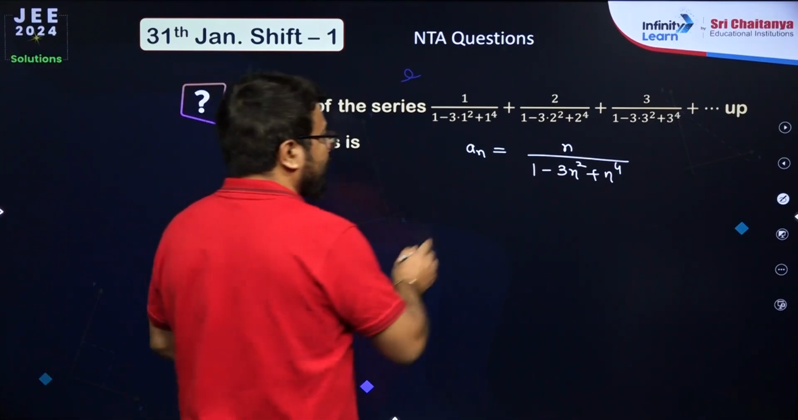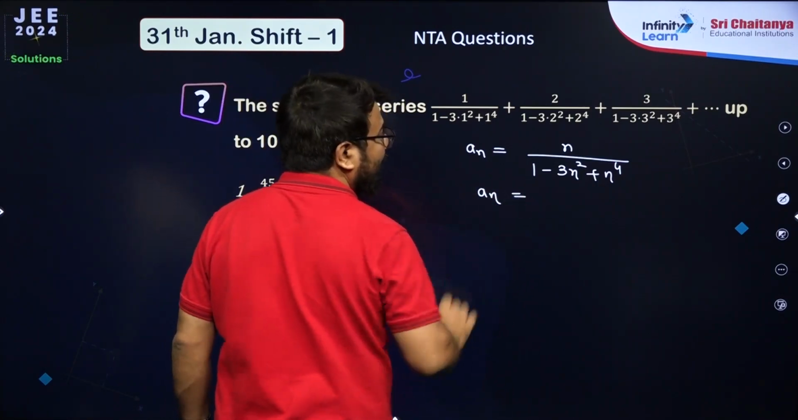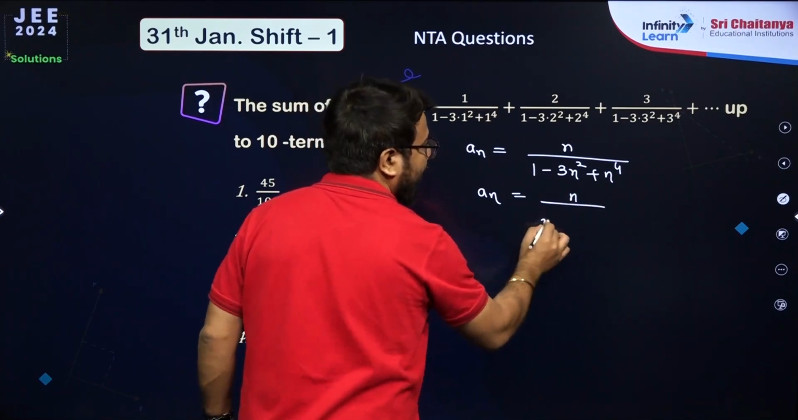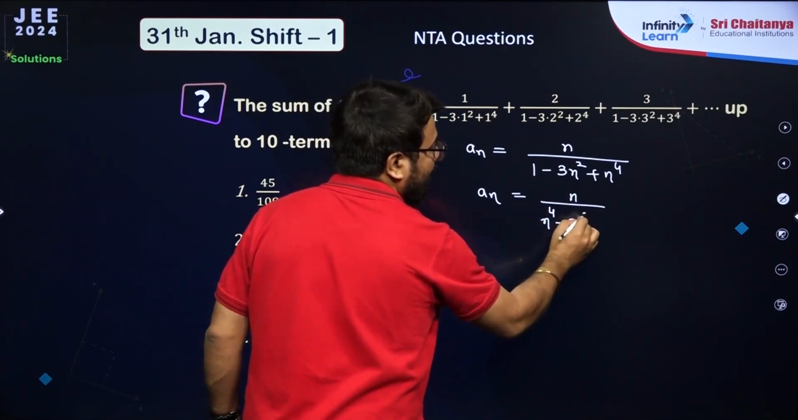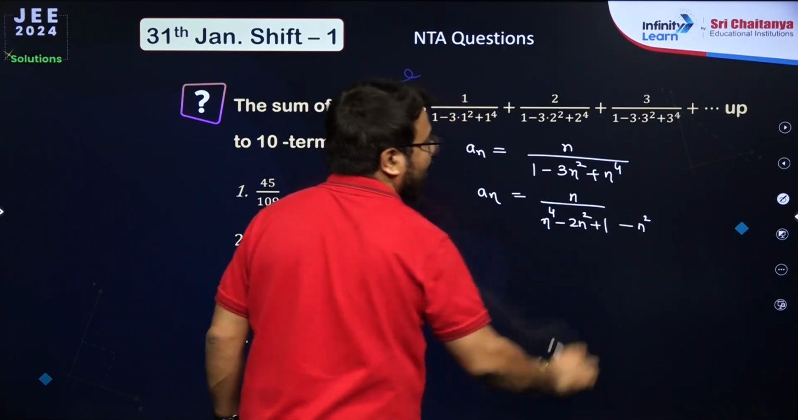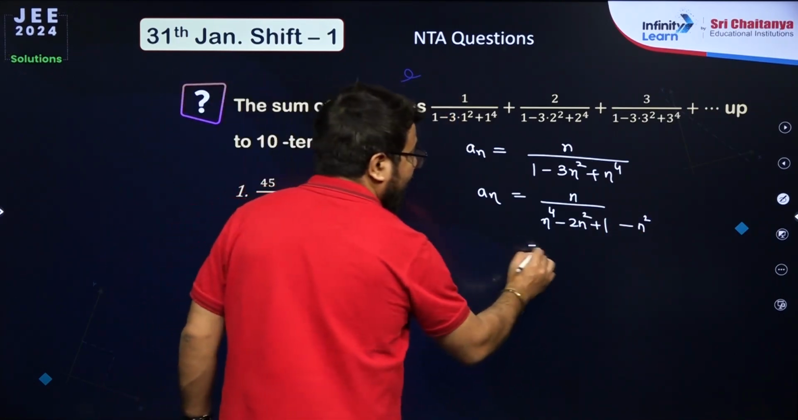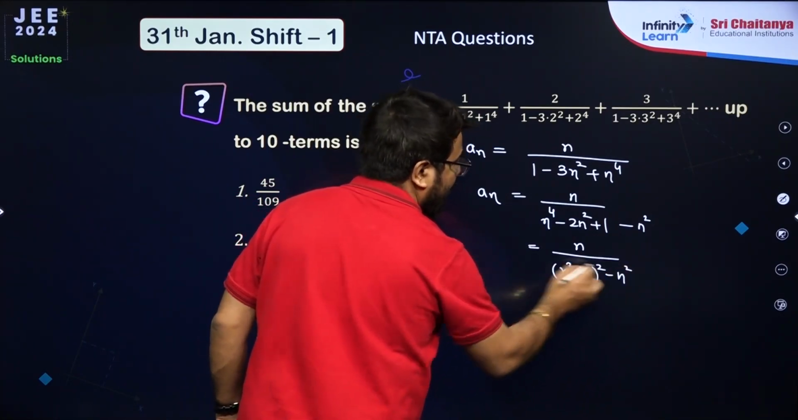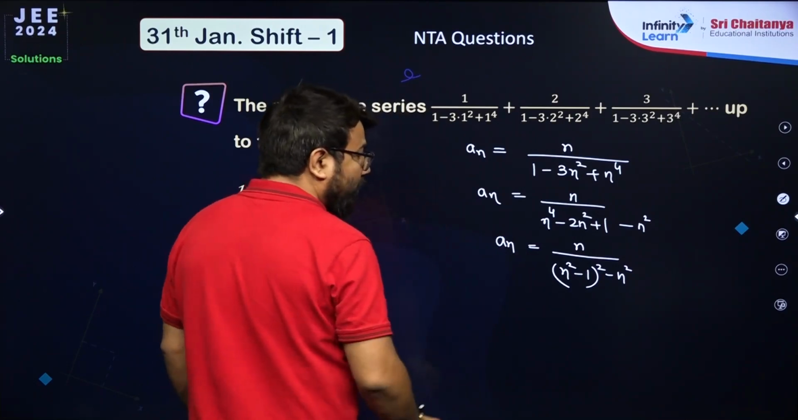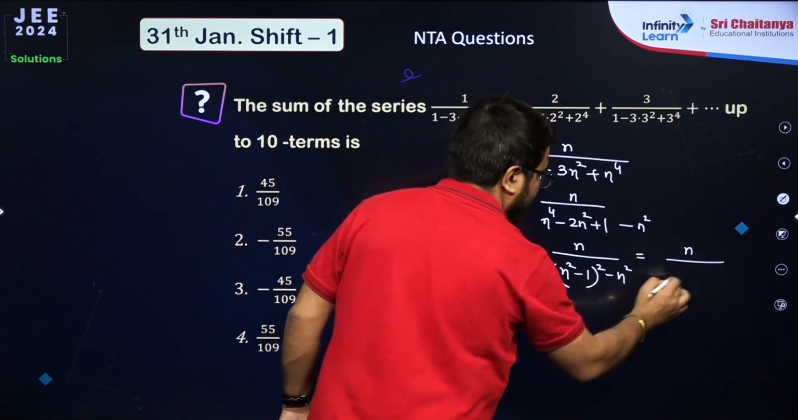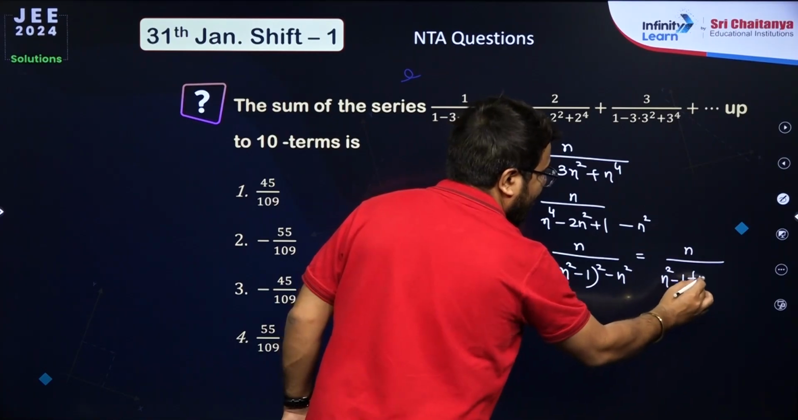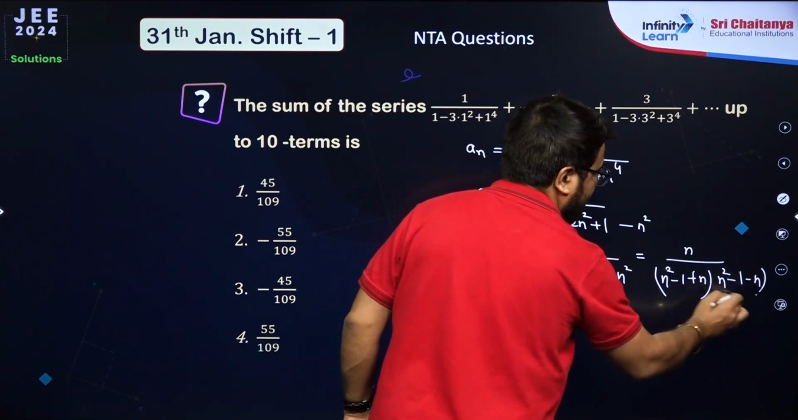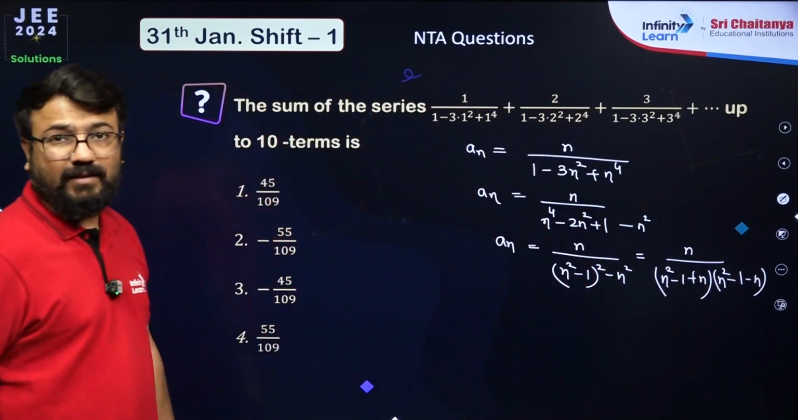Now based on this, can we convert it into a telescopic series? Let us try that. So I am writing n raised to the power 4, then minus 2n square and then plus 1 and then minus n square. Can I write it in this way? Yes. And hence it will be equal to n square minus 1 whole square minus n square. And that gets converted to two factors: n square minus 1 plus n, and n square minus 1 minus n. These are the two factors. This is the nth term.